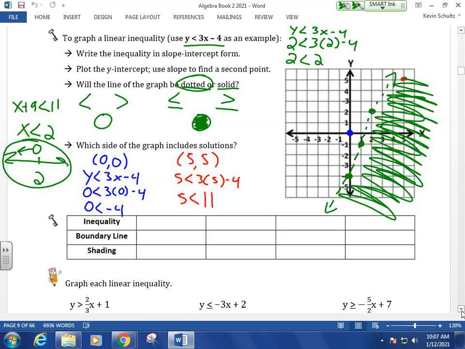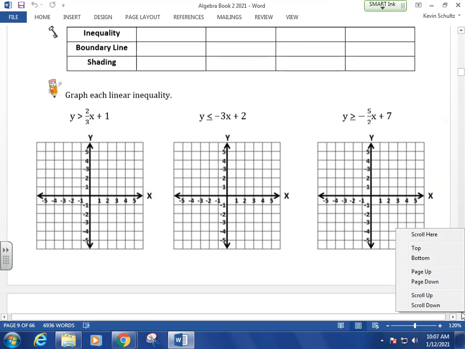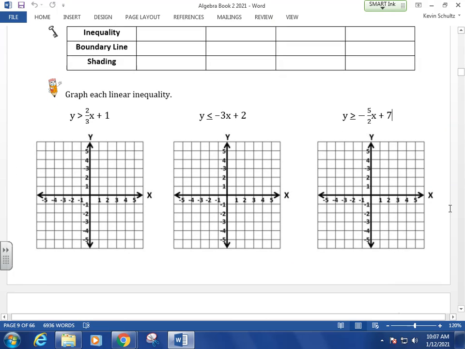We're going to skip this table here for now and go down to the section where you've got 3 to practice. And let's do the middle one. We'll save fractions for just a little bit here. y is less than or equal to negative 3x plus 2. Right off the bat, is this going to be a dotted line or a solid line? Solid, because it has that 'or equal to' part, right?